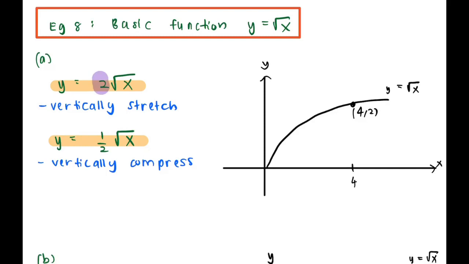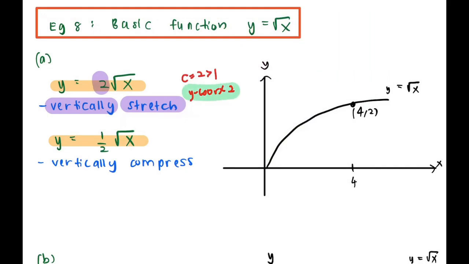So if this is multiplied outside, this will involve the calculation vertically. Whether this is stretched or compressed will depend on your C. Now C is equal to 2. So 2 is more than 1, meaning that in this case, this is vertically stretched. So what you want to do is take the y coordinate and multiply by C, which is multiplying by 2.